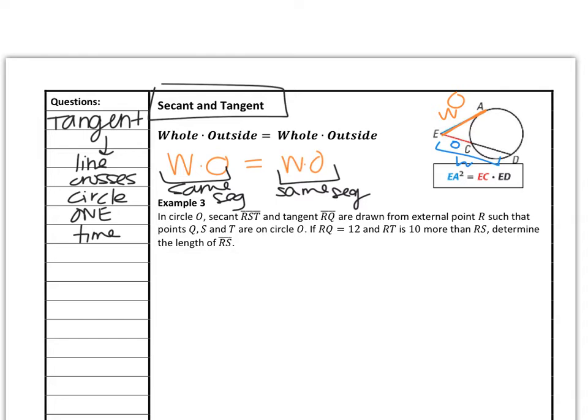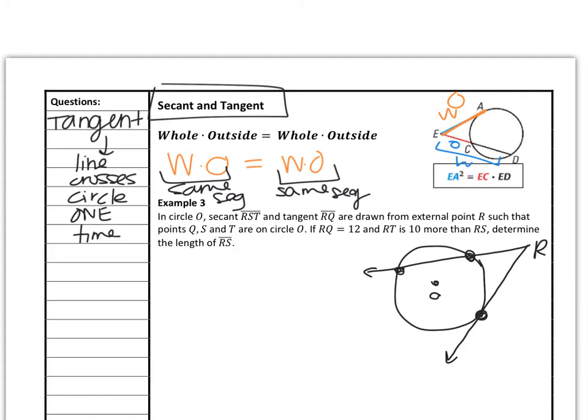All right. So here's a Regents problem, even though it doesn't look like one, we just typed it out. It says we've got circle O with a secant and a tangent, and they meet at R. So tangent touches once, secant touches twice. So this should be S, T, and then Q.